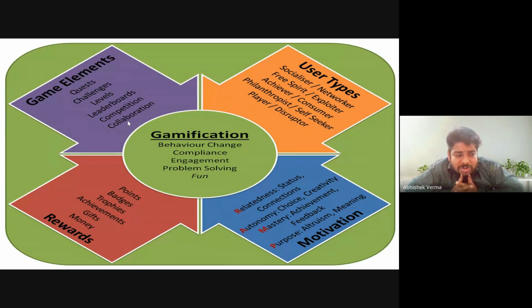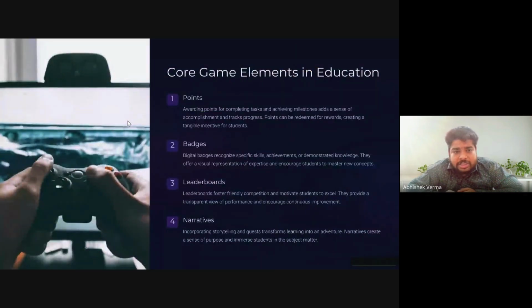Because all the students do not like books, reading mode, or storytelling mode. So students want some engagement, students want some activities. So you can add the gamification mode, or you can add game elements. The students are easily engaged in the class.